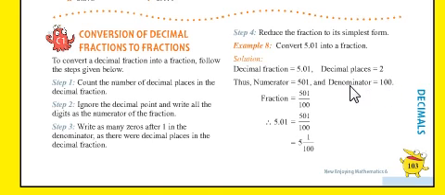Okay, why? Because here we have 2 decimals, so it means the denominator is 100. अगर वहाँ पे 1 decimal रहा तो 10, 2 decimals means 100, 3 decimals means 1000. Okay, so the numerator is 501 and the denominator is 100. Okay, then the fraction is equal to 501 divided by 100. So therefore 5.01 is equal to 501 divided by 100.